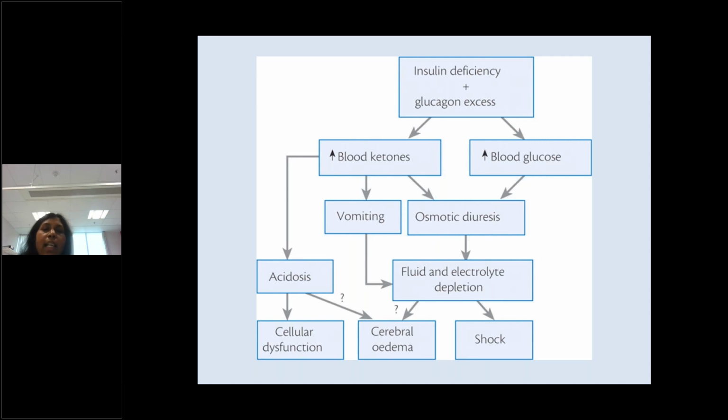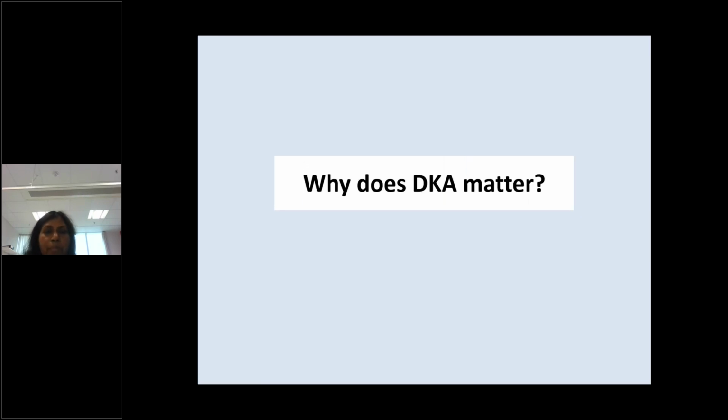On the other hand, there is an increase in blood ketones, and that again contributes to the osmotic diuresis, leading to shock. And ketones per se are the reason for nausea and vomiting. Again, that contributes to the fluid and electrolyte depletion. Then the ketone bodies are basically acids, so that results in a buildup of acids that causes cellular dysfunction and death. And both acidosis and fluid and electrolyte depletion can contribute to cerebral edema.